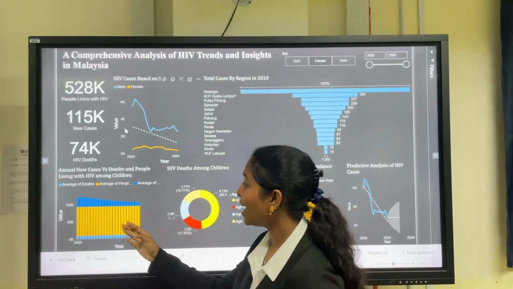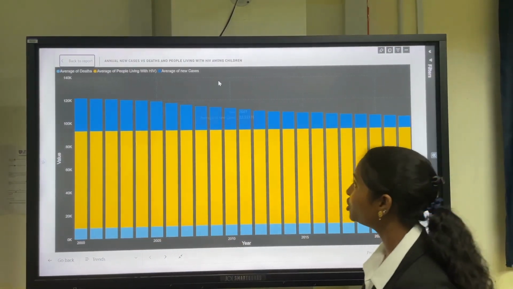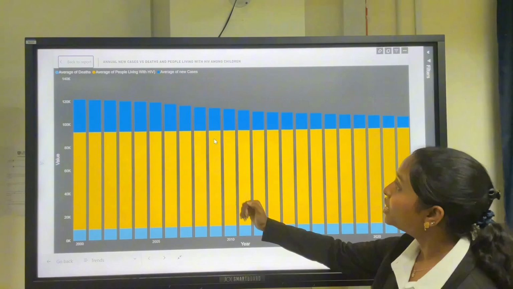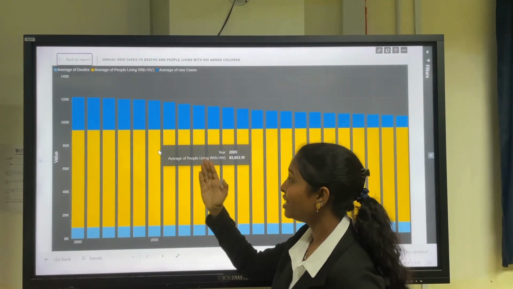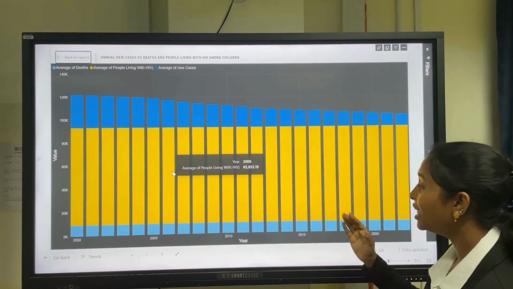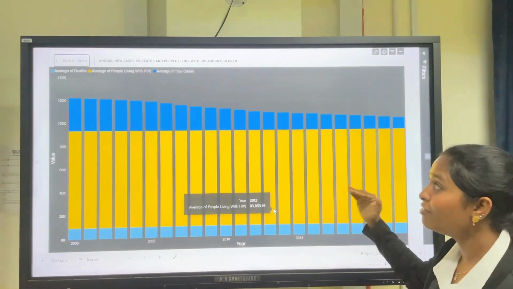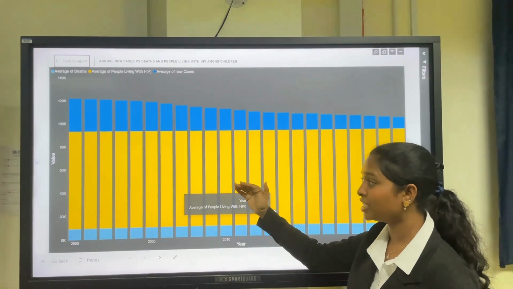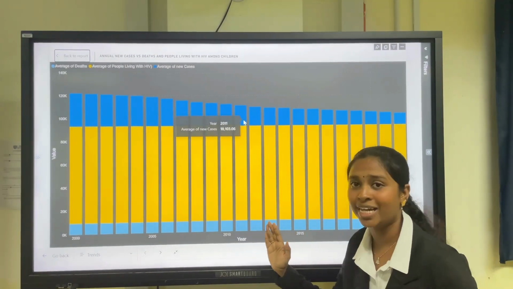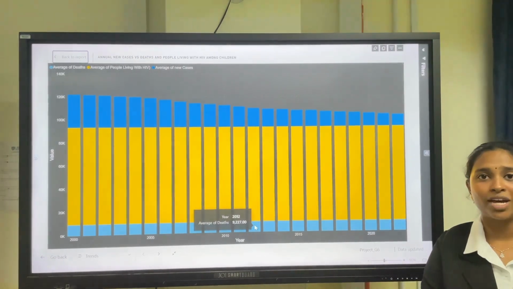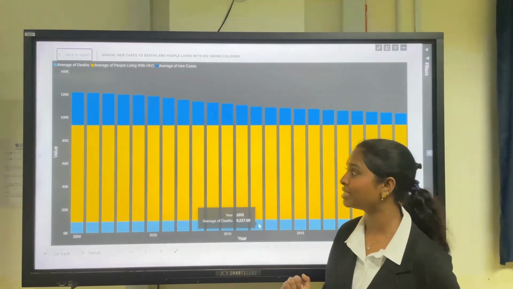According to this chart, annual new cases versus deaths and people living with HIV among children, you can see that the average number of deaths, average people living with HIV and average new cases all have different distinctive values. The average of people living with HIV is so much larger compared to the average number of deaths. This means that even though you have HIV, you still can lead a normal and healthy life like others.